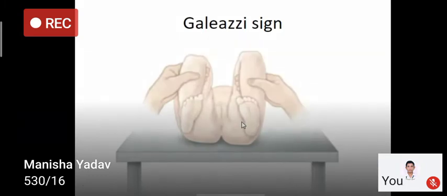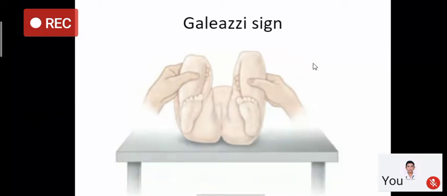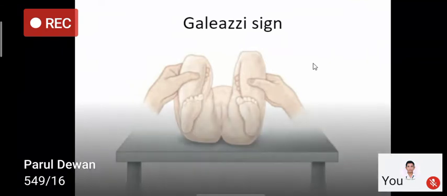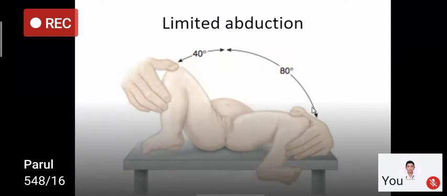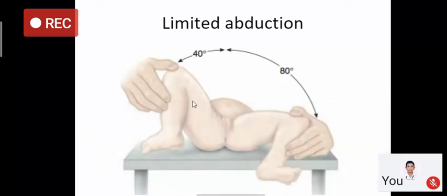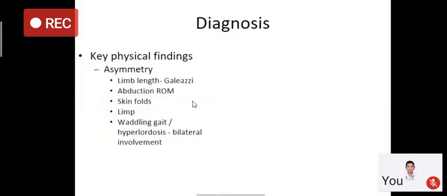Galeazzi sign: you compare the level of the two knees. On the side which is dislocated, there is depression, the knee is at a lower level. Then limited abduction. In the normal limb you can abduct up to 80 degrees, but on the dislocated side there is decreased abduction.